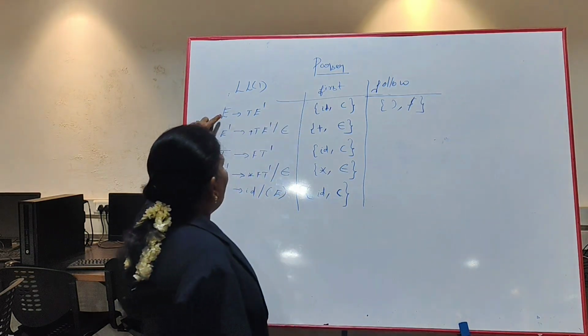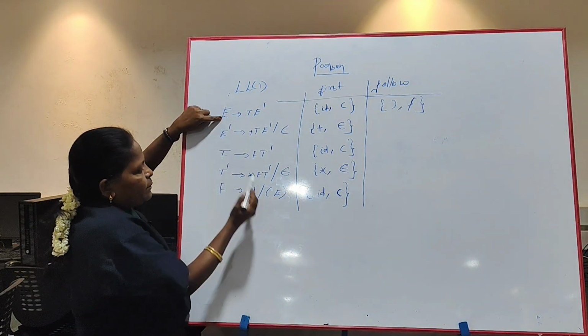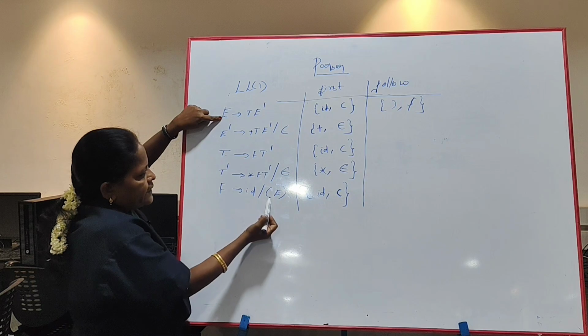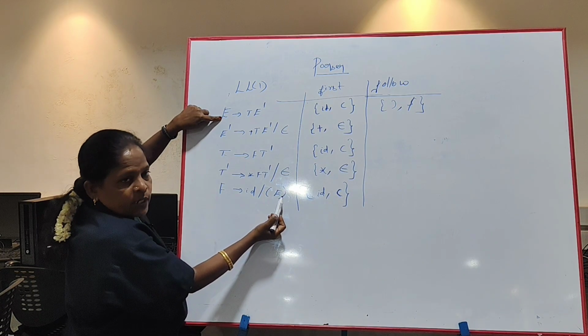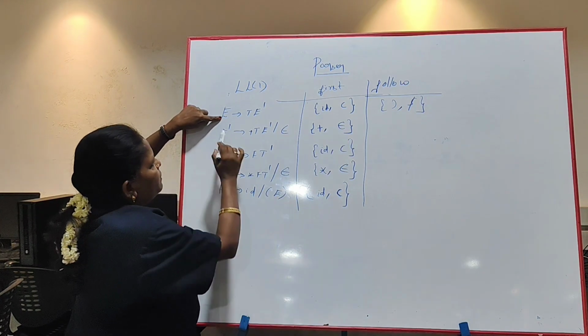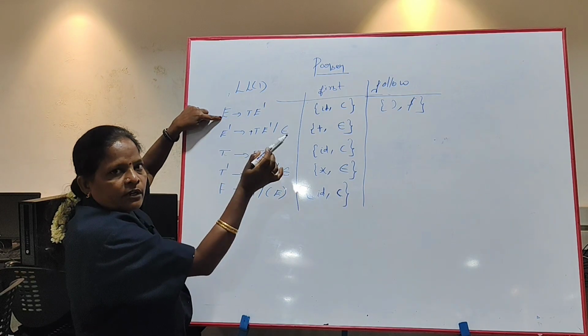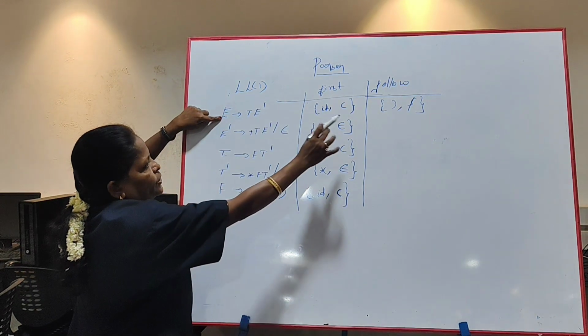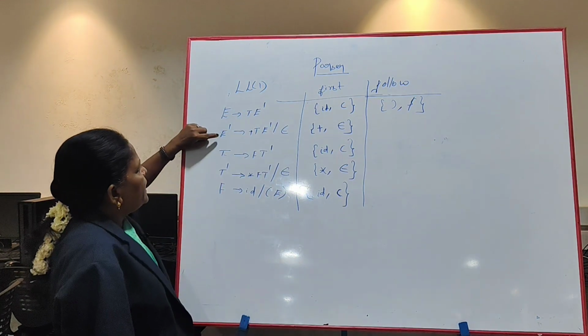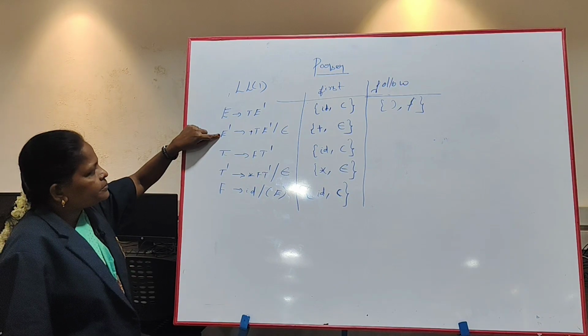This is what follow of E is, because E will appear only one time in the right side production. The follow of E is nothing but only closing bracket. You should write it. But every start production ends with a dollar by default. So you should write dollar also. Okay. Next, follow of E dash.